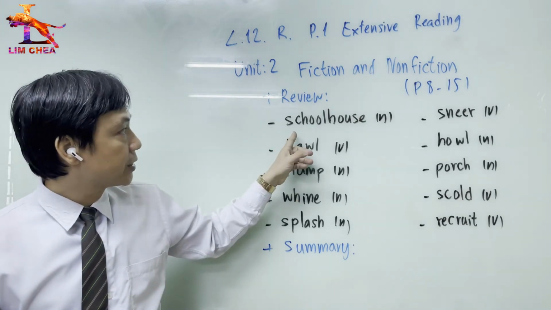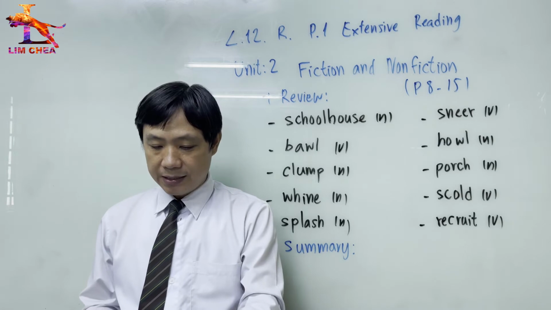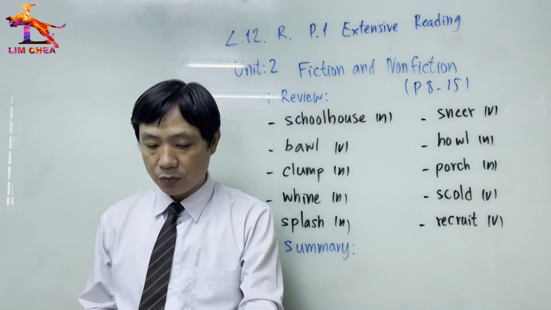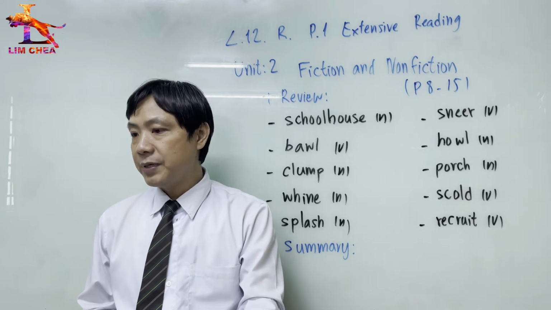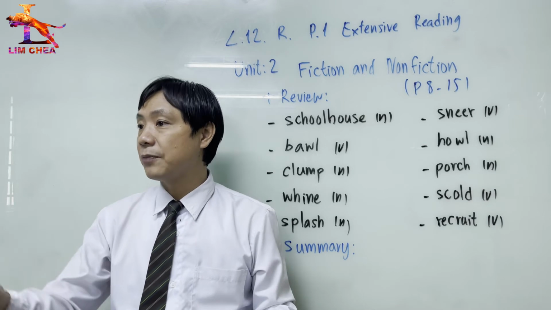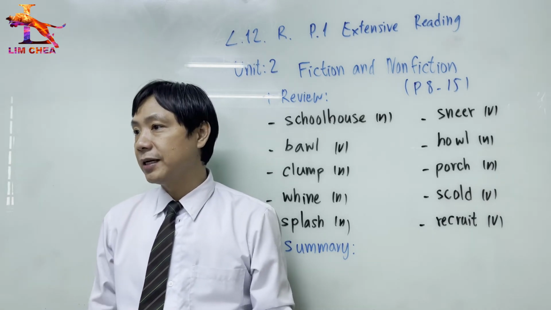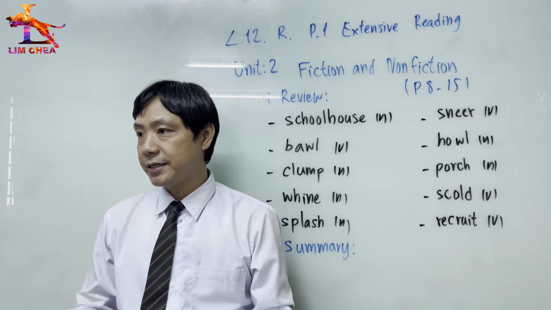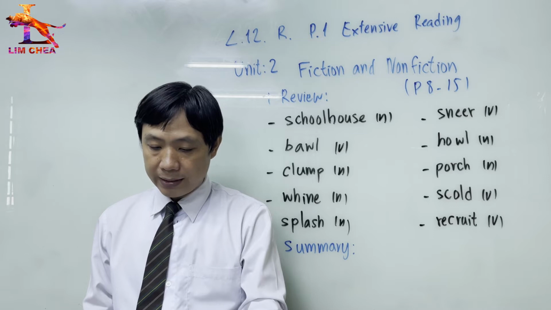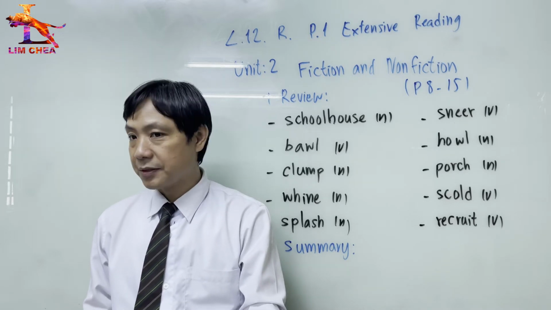The first one is schoolhouse. You can see it in the paper: a building used as a school, especially in a small community or village. That means they use a house as a school, right? It is in the community, in the village, not in the urban area, in the city. Example: he had just come home from another uneventful day at the village schoolhouse.